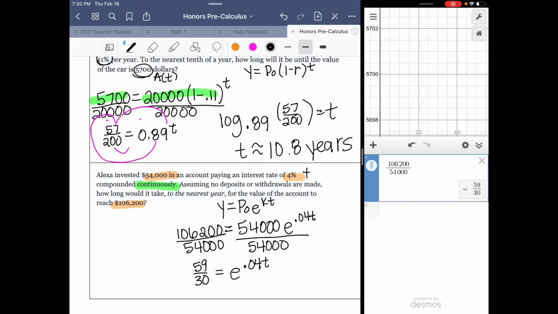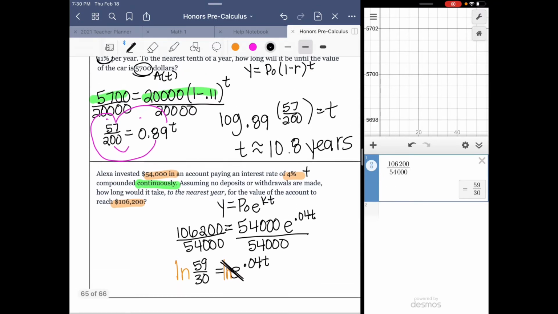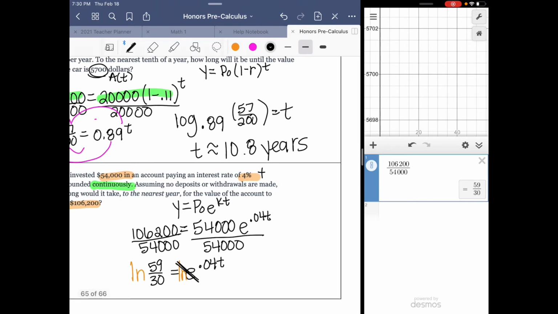So at this point, instead of converting to log e, I would take the ln of both sides. Because remember, when I do the ln of both sides, that inverse rule says that those are going to cancel. So I'm now left with the natural logarithm of 59 over 30 equals 0.04t. And I can just divide by 0.04.